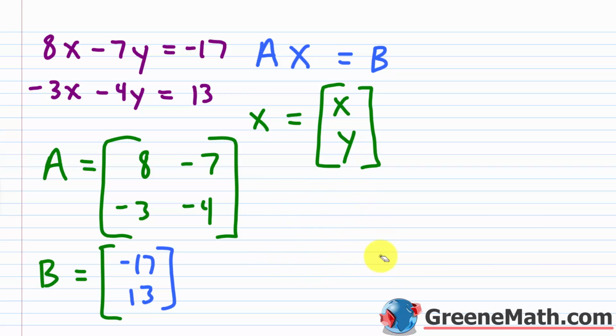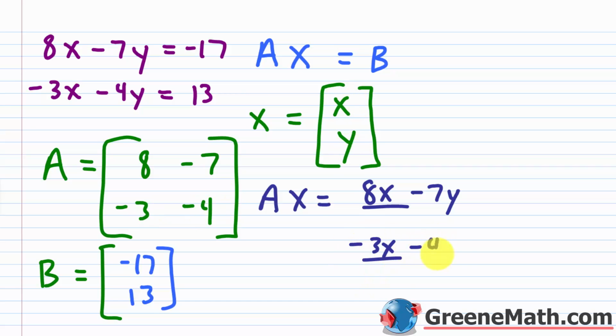So if I do AX, I would get a 2 row by 1 column matrix. So I would take this row times this column, 8 times X is 8X, and then negative 7 times Y would be minus 7Y. And then for this one right here, I'd take this row times this column, negative 3 times X is negative 3X, and then negative 4 times Y is minus 4Y.